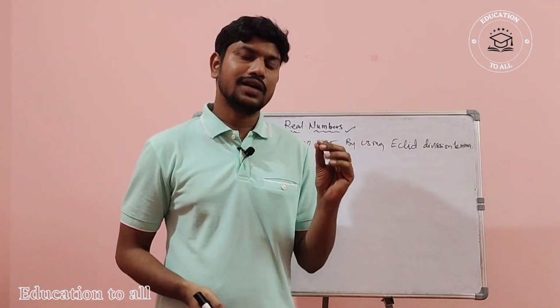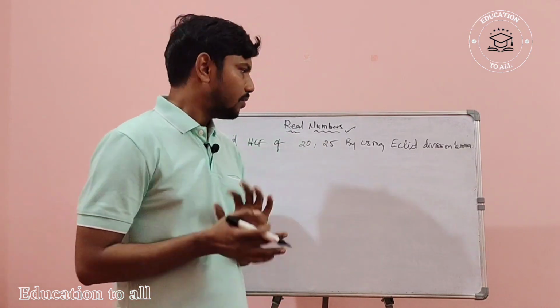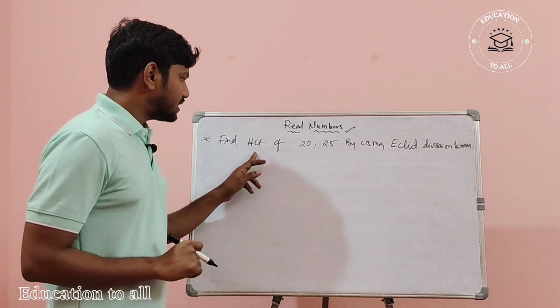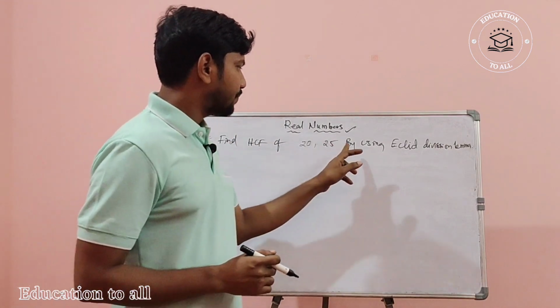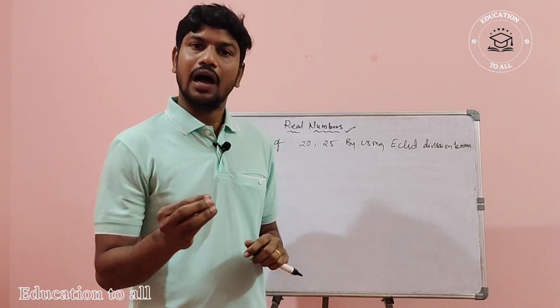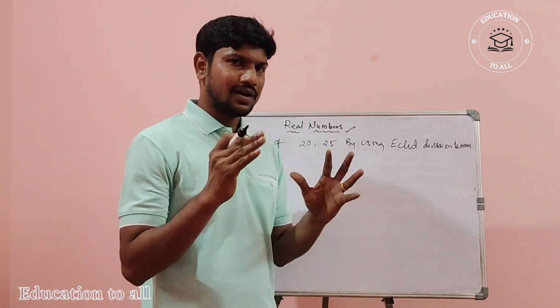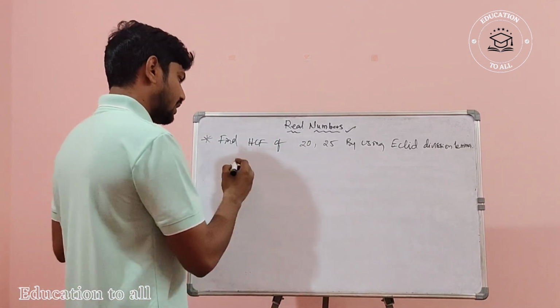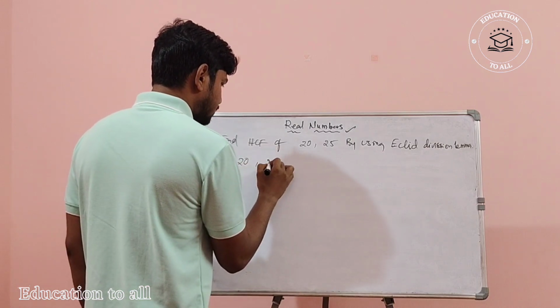I will explain Euclid division lemma with a small example briefly. Find the HCF of 20, 25 by using Euclid division lemma. So basically, Euclid division lemma is used to find HCF. What procedure should we follow? The given numbers are 20 and 25.